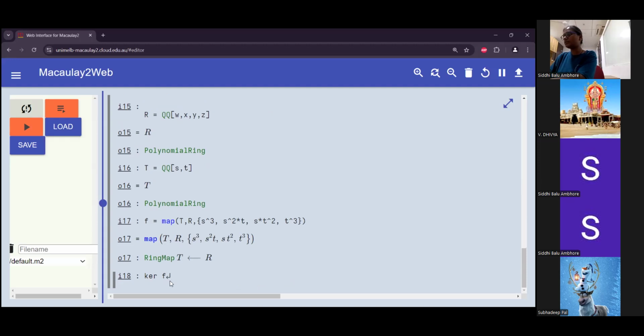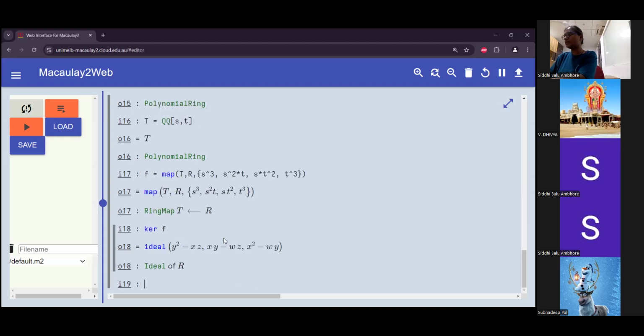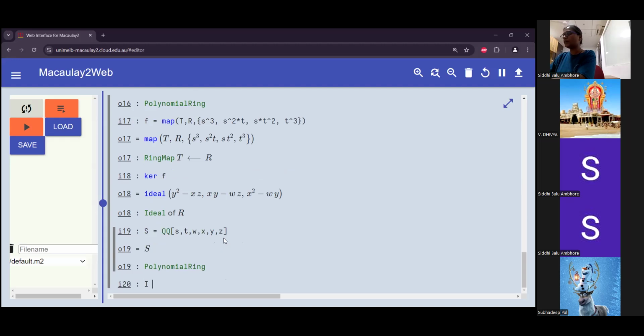And now the kernel of this map is again this ideal. Now I wanted to define this new ring which contains this S, T and this W, X, Y and Z. Okay. And my J is this ideal.